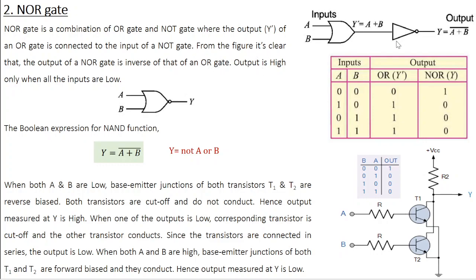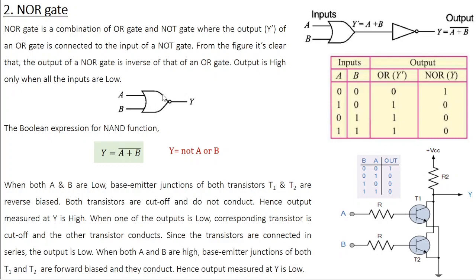Now, how does this work out? You have two inputs here, A and B. So the output of this OR gate is going to be y prime equal to A plus B. You feed it to a NOT gate, so the final output is (A plus B) inverse. So the output is the inverse or complement of a normal OR gate.